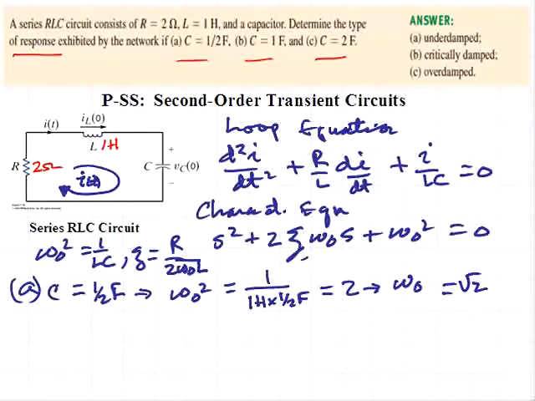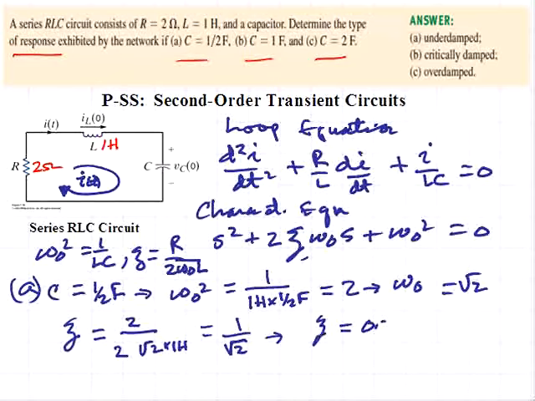Then we can calculate the damping ratio. Zeta is equal to R, which is 2 ohms, divided by 2 times square root of 2 times the inductance value 1 Henry. So this is equal to 1 over the square root of 2, or the zeta term is equal to 0.707. This is less than unity. Therefore, for that capacitance value, we have an underdamped circuit response.